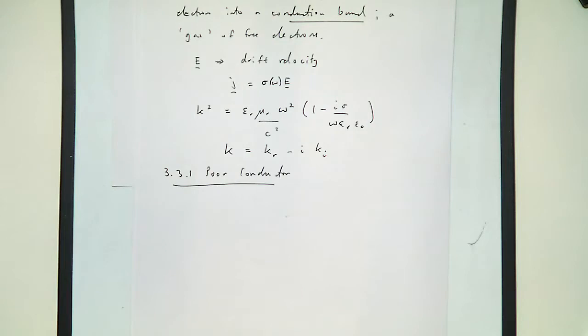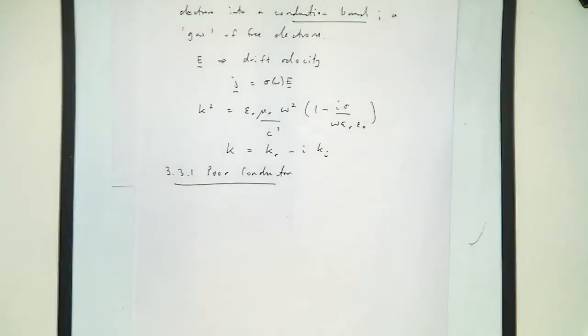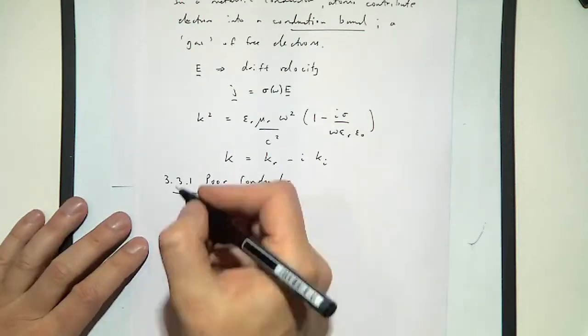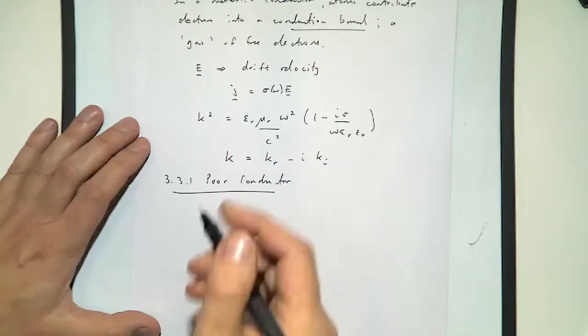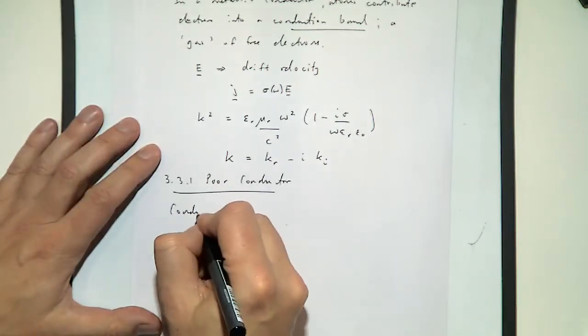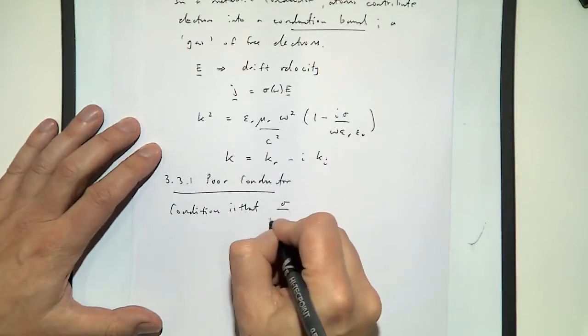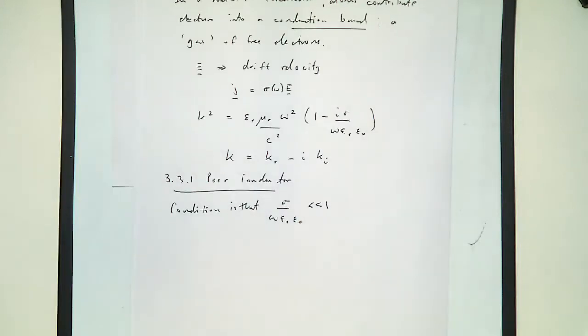So what do we mean by a poor conductor? Well, what is a condition for being a poor conductor? Well, it's clearly that the conductivity is small, but we still have free electrons. And you can see that the important thing here is this ratio in this term. That's going to allow us to do some approximations. So our condition is clearly that sigma over omega epsilon r epsilon naught is much less than 1, which means the right-hand term is small.